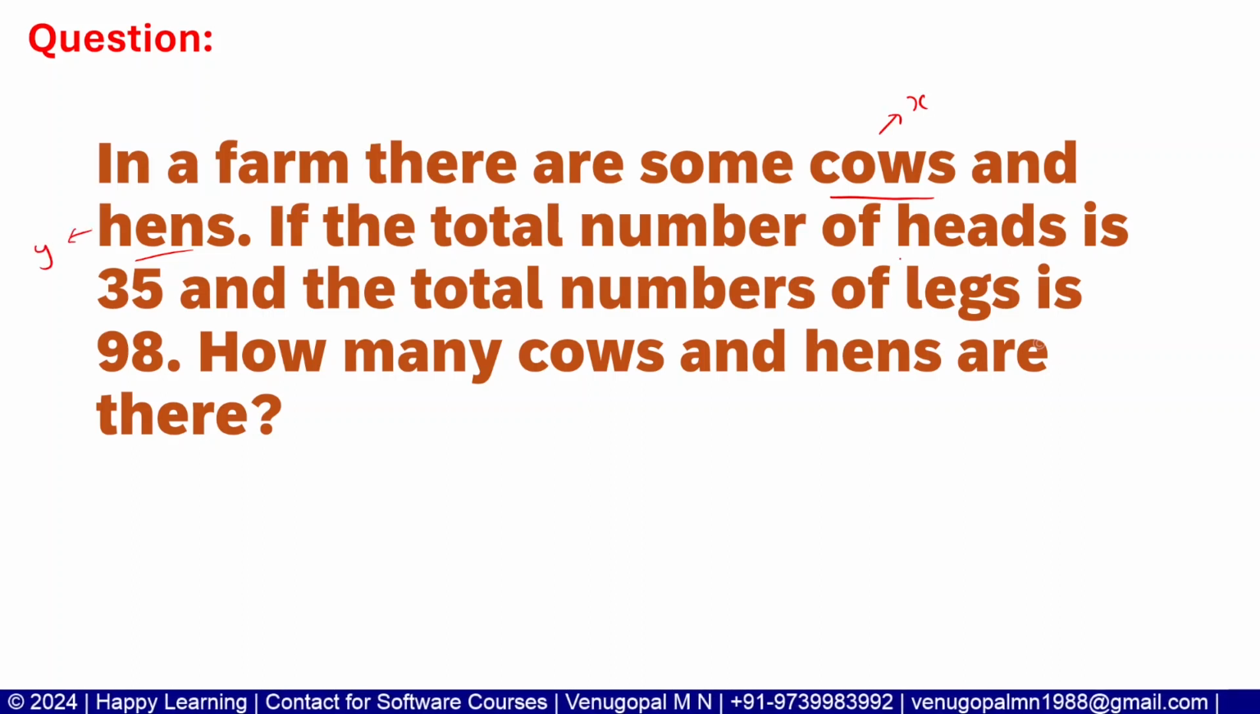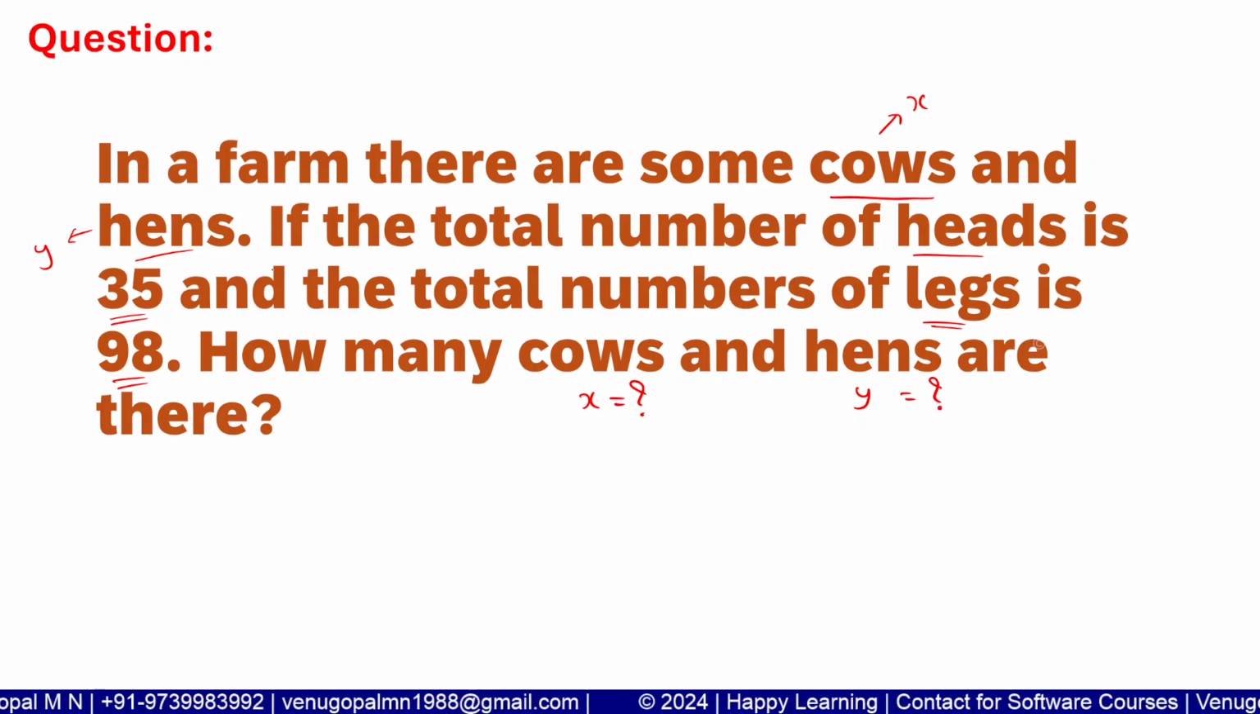If the total number of heads is 35, they are giving total number of heads is 35 and total number of legs are 98. How many number of cows, which is x, and how many number of hens, which is y. We have to calculate the value of x is equal to how much and y is equal to how much. Now from this example we have to come up with our own formula or equations. Okay, that is really important.